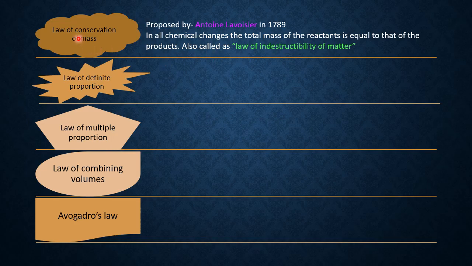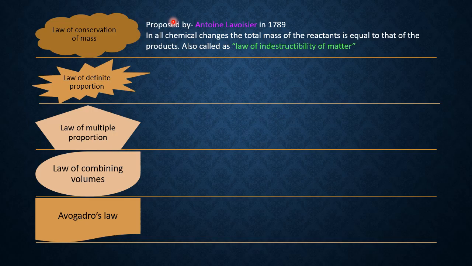For example, H2 plus Cl2 gives 2HCl. If you take the atomic mass of the 2 hydrogen atoms, H2, and the mass of the 2 chlorine atoms, Cl2, on the left hand side, and on the right hand side 2HCl, that is 2 into bracket H plus Cl molecular mass, you will get the same answer. We will see this in the next discussion.